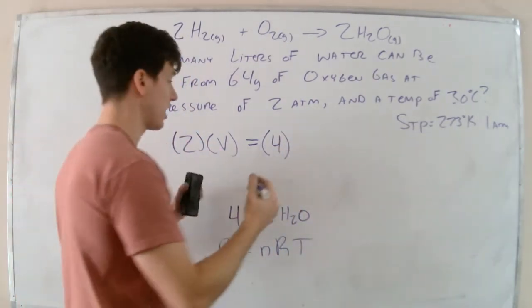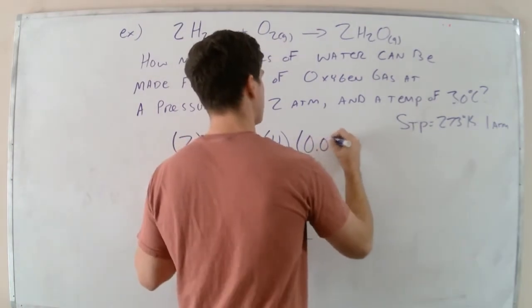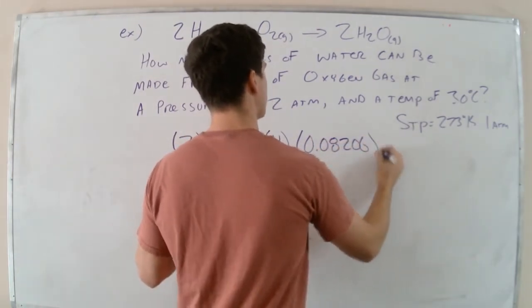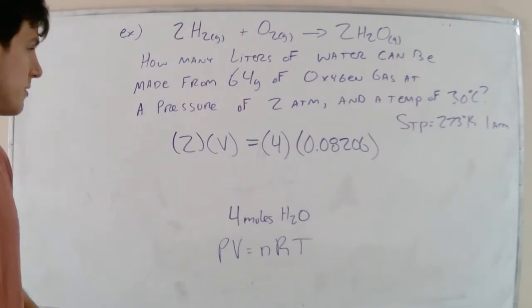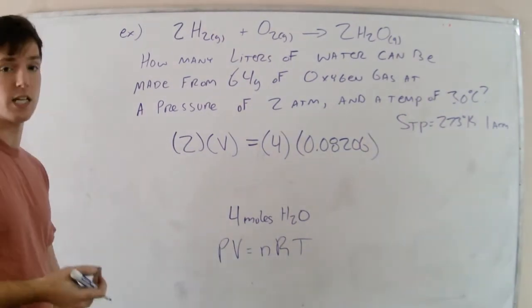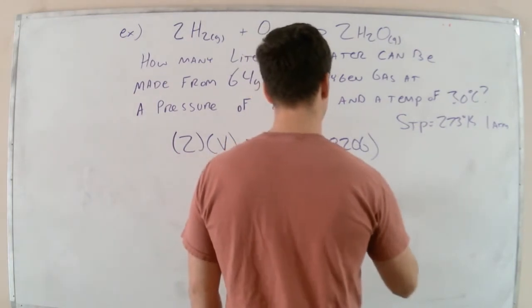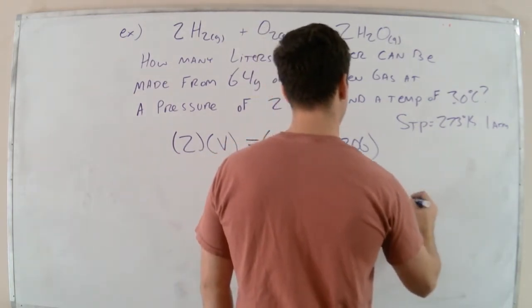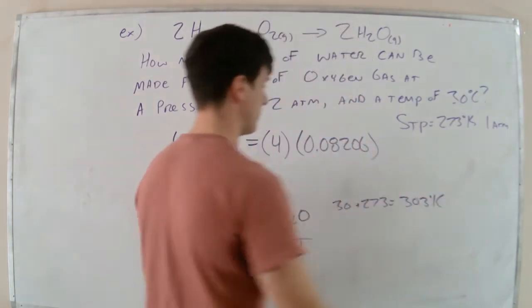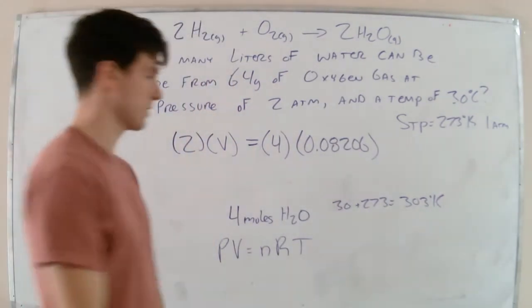R is our constant, which is 0.08206. Not a rate constant, it's just a constant. And T is in Kelvin, and we got 30 degrees Celsius. We have to add 273 to get Kelvin, which is 303.